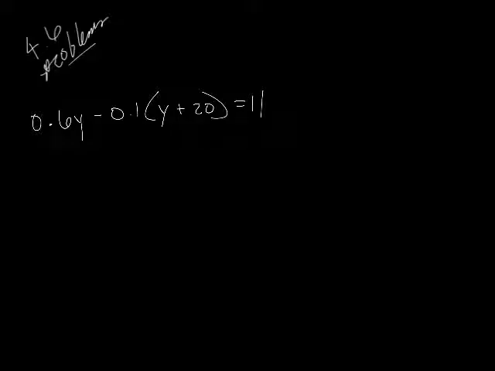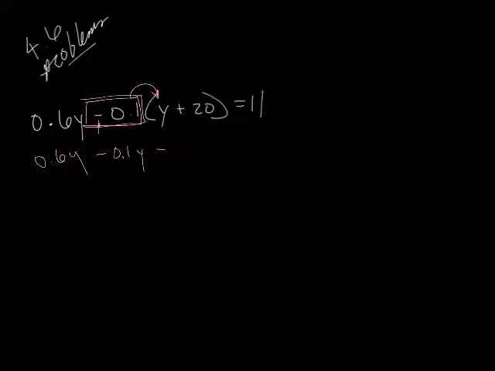Alright, so first thing, this is why I'm showing you this, the first thing we're going to do is distribute. We've got to distribute this times this and this times this. So we end up with 0.6y minus 0.1 times y, 0.1y. And then we have, now this is where some people get a little confused here. This minus sign here is part of this whole thing. The sign is always part of it.